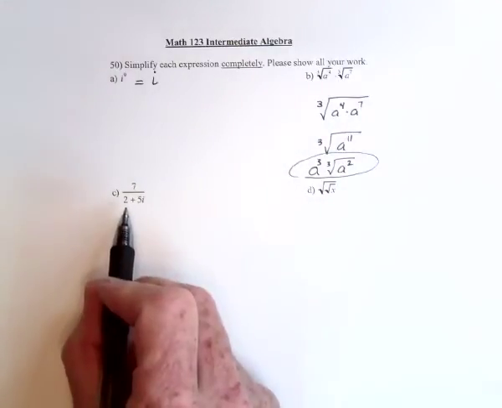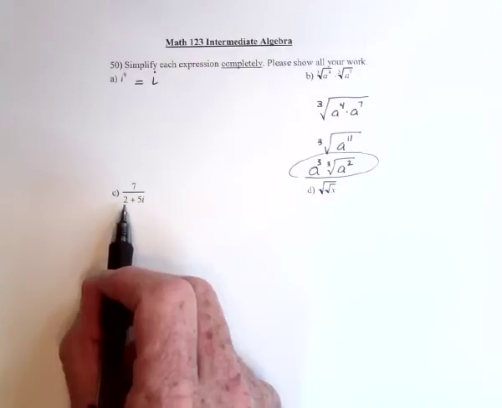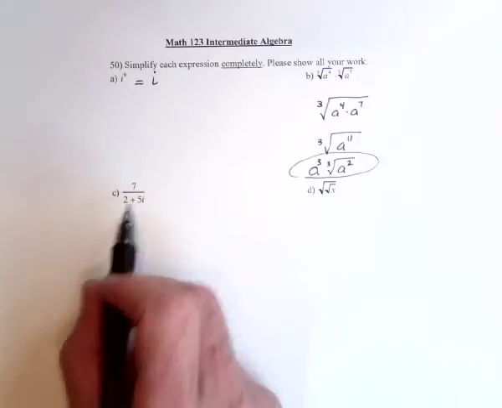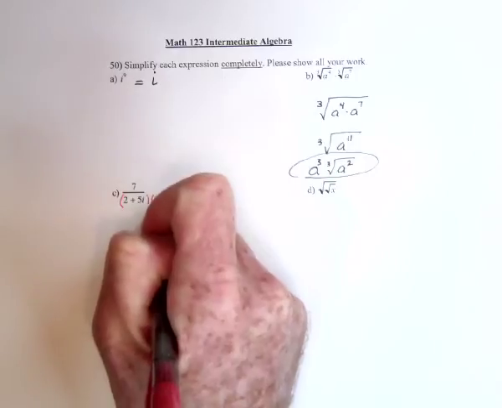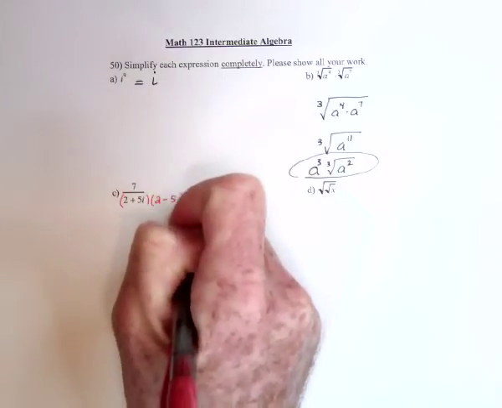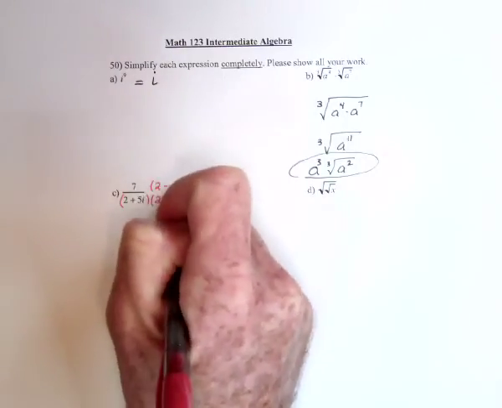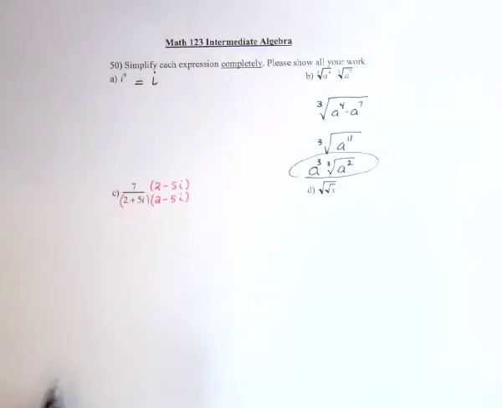For this one, this needs to be simplified and put into standard form. In order to do that, you use what's called the conjugate. So instead of 2 plus 5i, we're going to multiply the top and bottom by 2 minus 5i. You have to multiply the top and the bottom by the same thing. And that is called using the conjugate.